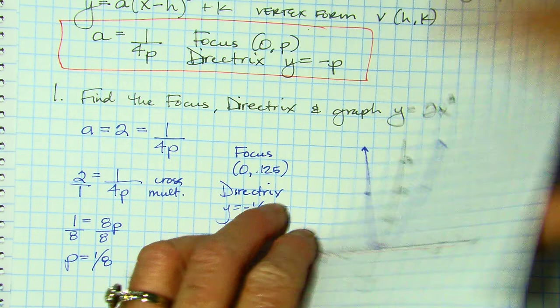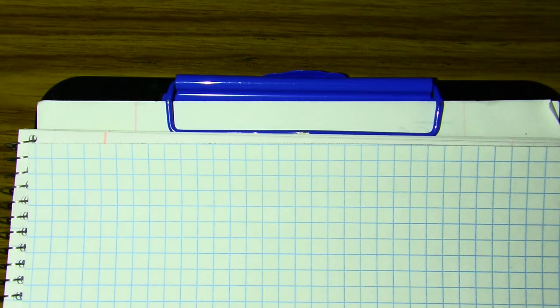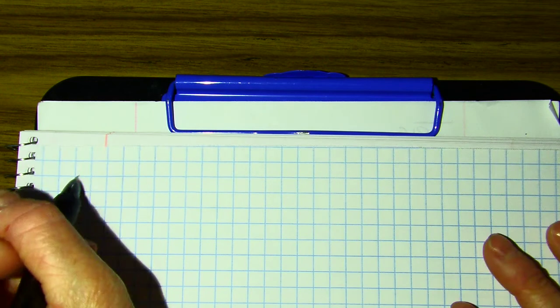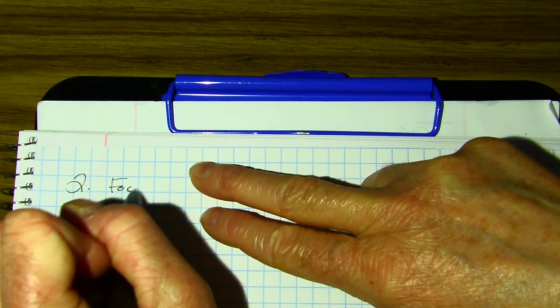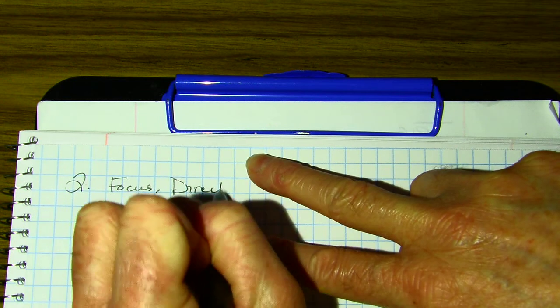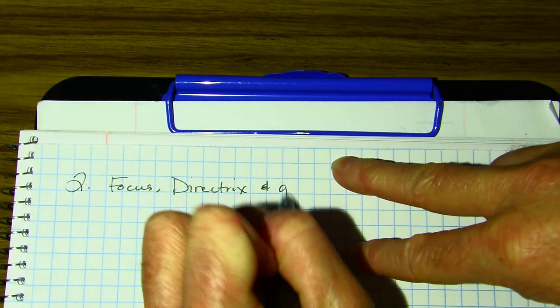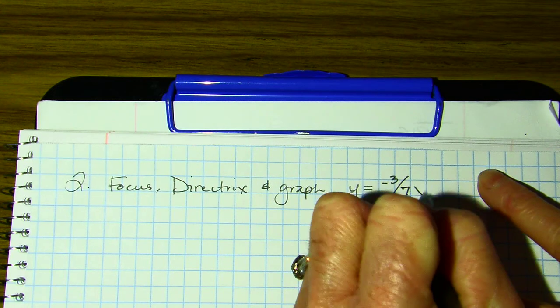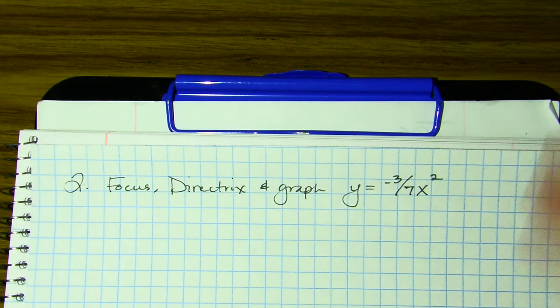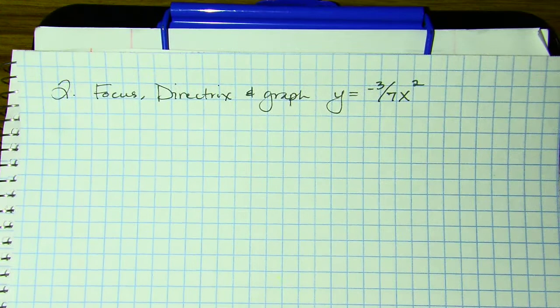Number 2, I am going to do another one just so you have more practice because it does give us more complicated formulas later. So sorry, I'm going to turn my page in my notes. So the next one we're going to do the same. We're going to find our focus, directrix, and graph. Y equals negative 3/7 x squared. So I'm going to graph it first.